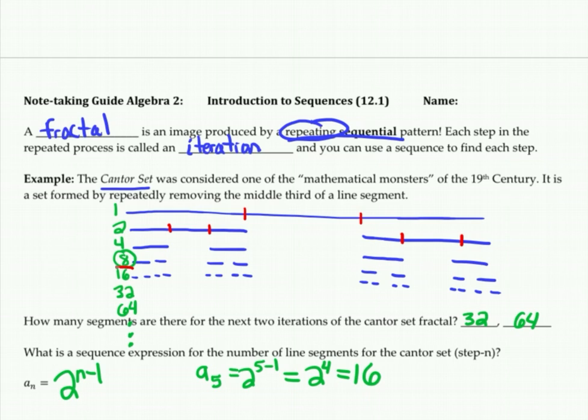16, is that the 5th term? 1 gets mapped to 1, 2 gets mapped to 2, 3 gets mapped to 4, 4 gets mapped to 8, 5 gets mapped to 16. This is it right here. So there's our expression, our sequence expression for the number of lines in the Cantor set.